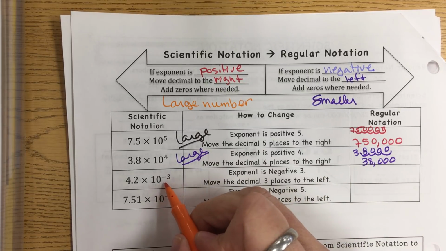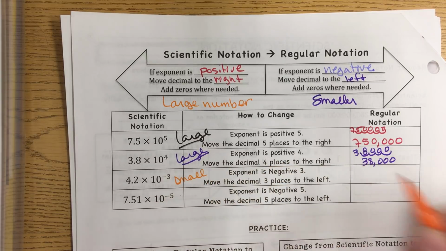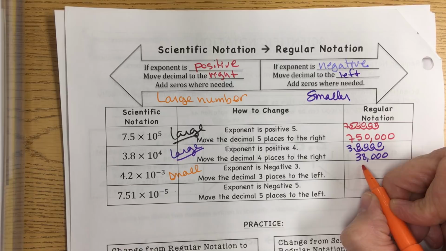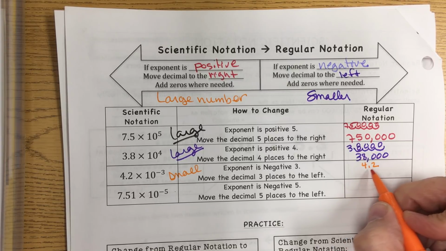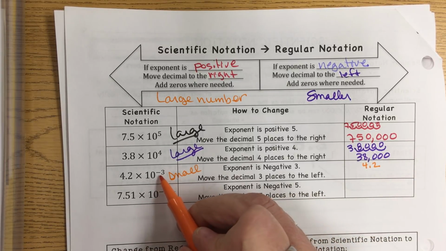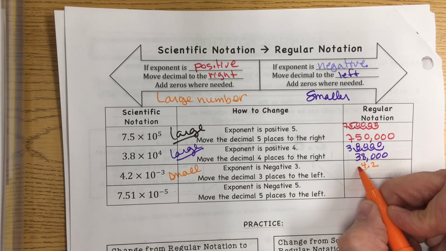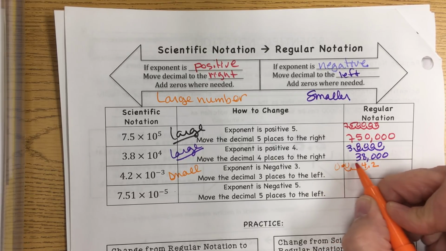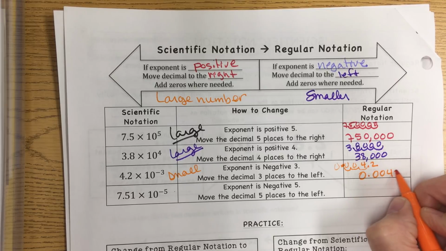This next one, it has a negative exponent. So this is going to be a small number. So when I do this one, 4.2, I'm actually going to make it smaller than the 4 that it already is. And I'm going to go to the left 3 times. 1, 2, 3, and put a decimal spot. So I have to put some placeholders. So 0.0042.